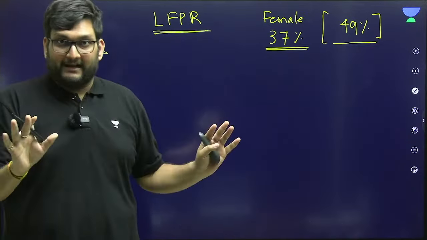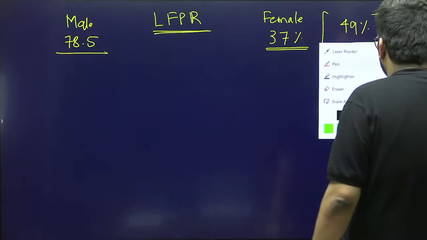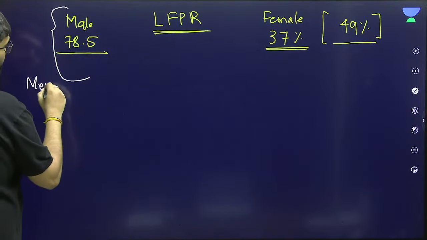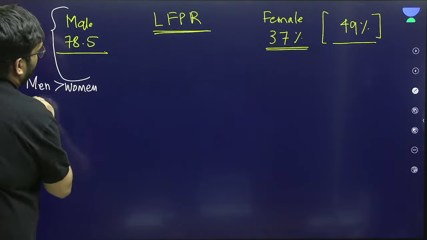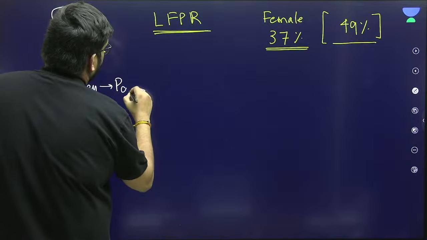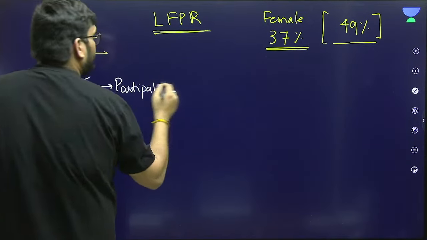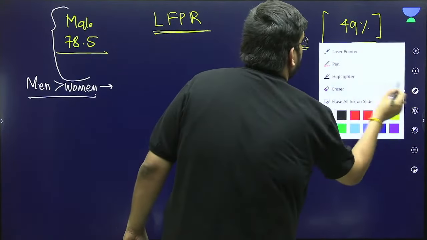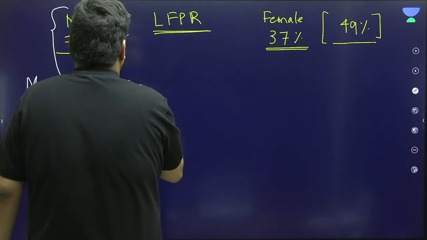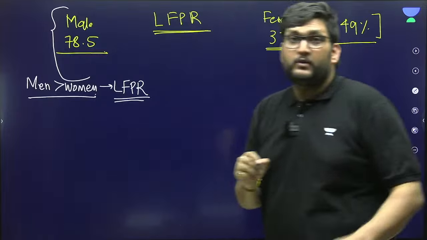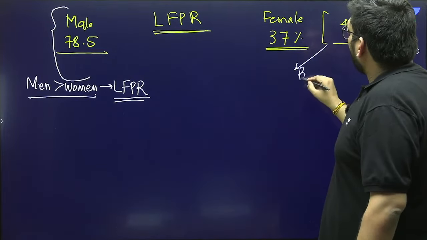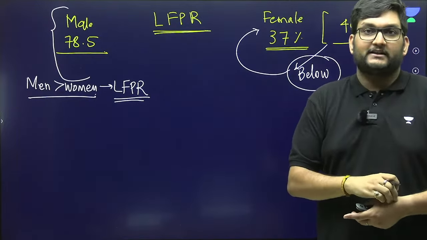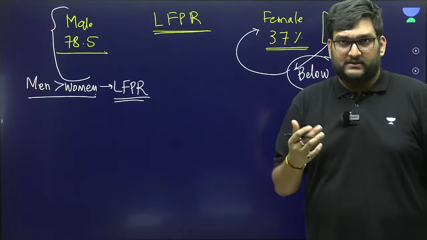First thing we can establish, what is the conclusion? That is what really matters to us for the examination. The first conclusion is that the men outnumber the women when it comes to participation, or what we can call the numbers related to labor force participation. Over and above that, we can also see that we are below the global average for females. It is not that it is universal. It is still below the average for females.